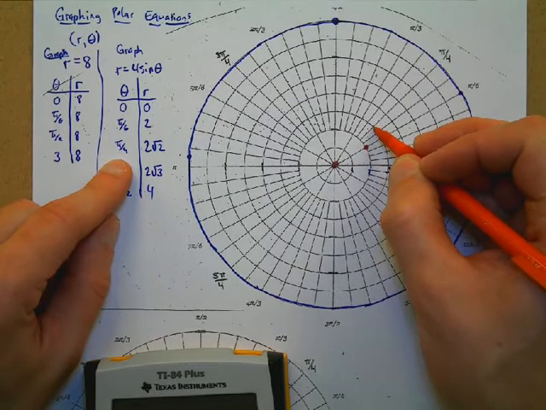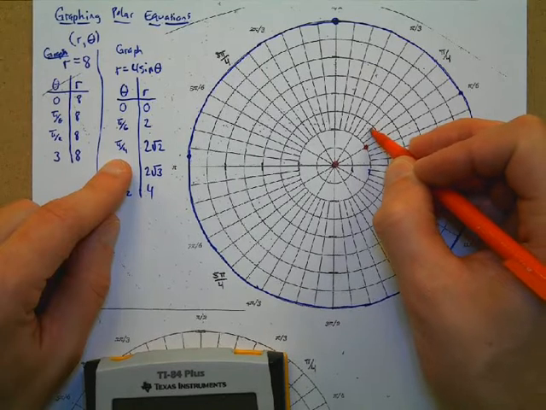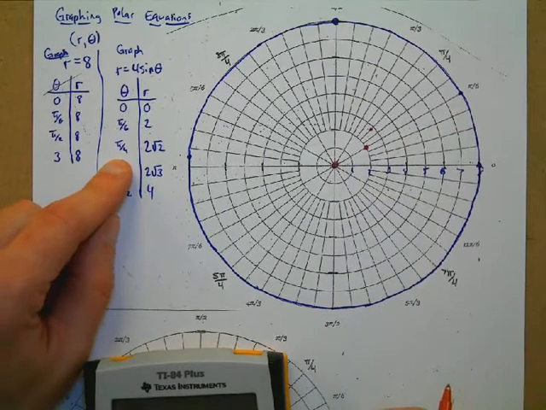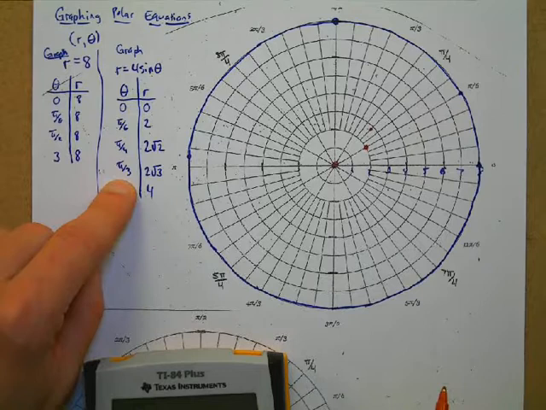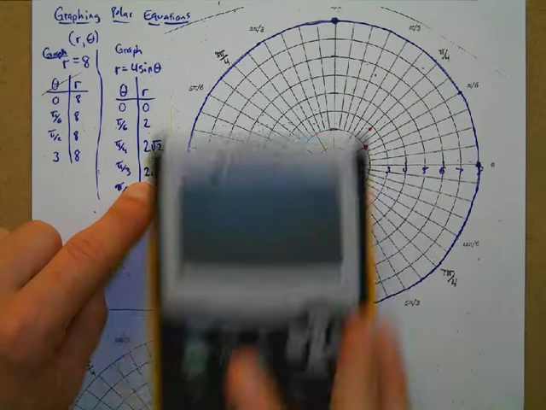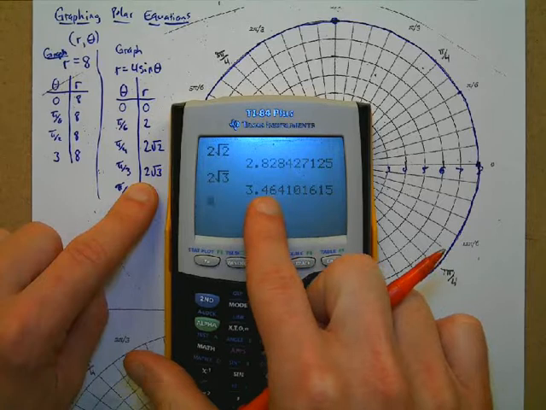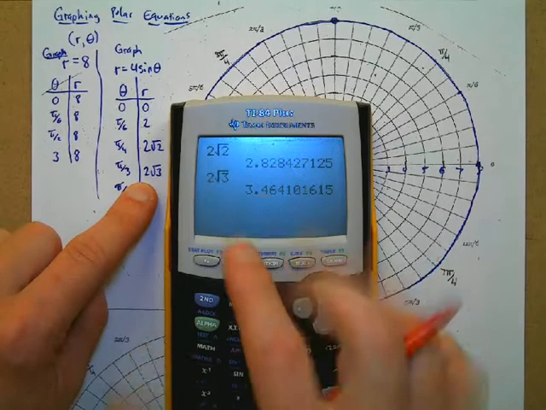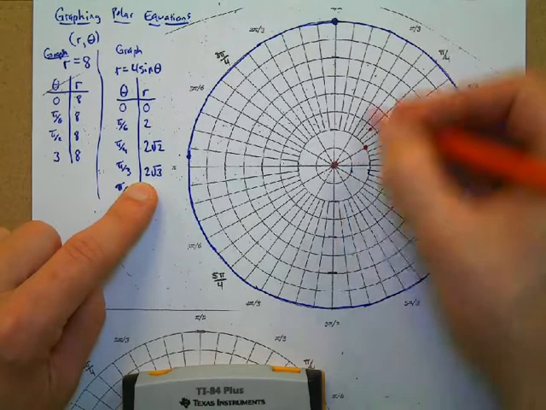And then pi over 3, well, that's 2 root 3, so 2 square roots of 3. We can say that's just about 3.5. So in the pi over 3 direction, we'll go out just about 3.5. So 1, 2, 3, there's 3.5, so just a little bit shy of that, I'll put a point right there.